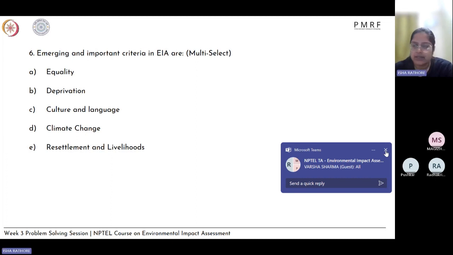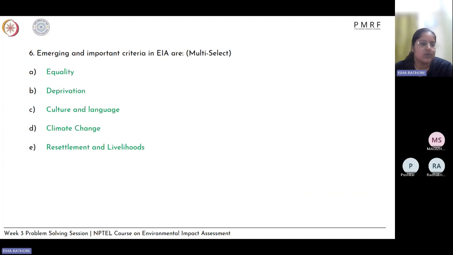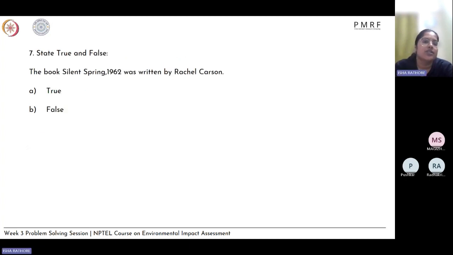Okay, so all of these are emerging and important criteria which we consider in EIA now. So all of these options are correct. Okay, moving on to the next question. So state true or false.